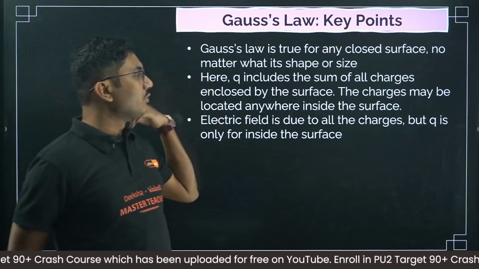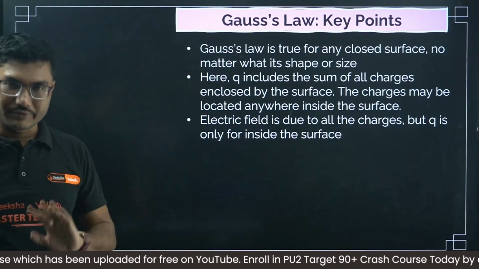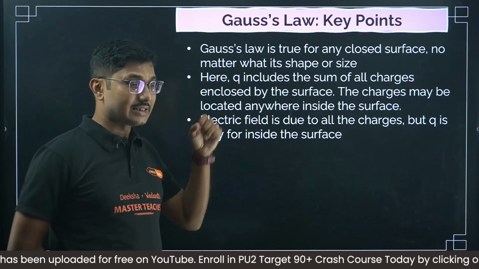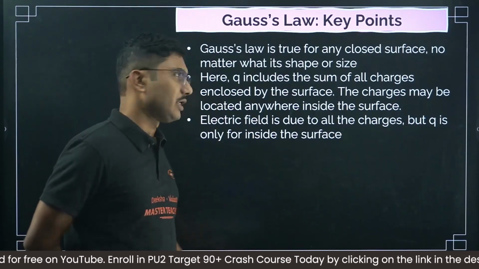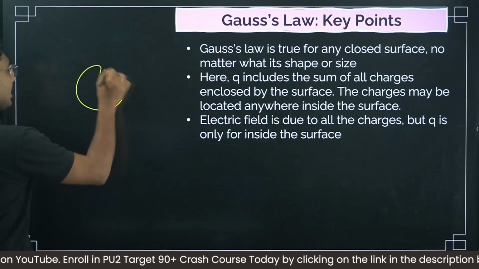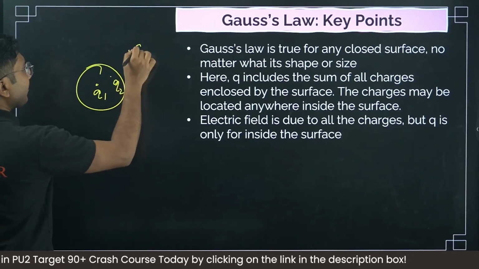Electric field is due to all the charges, but Q is only for inside the surface. The electric field E in E dot dS may be due to some charges located outside. Suppose we have a surface, some charges are located inside, some charges are located outside.